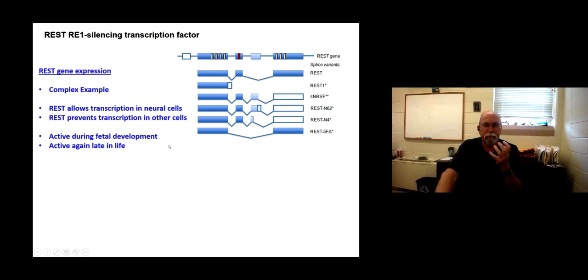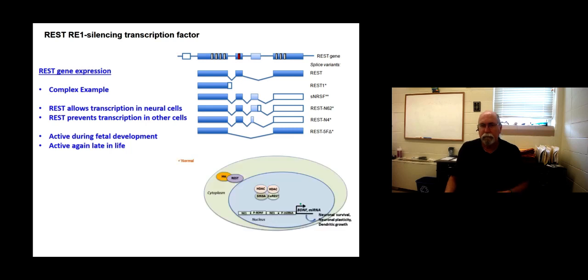I'm not going to try to go through everything about it, but basically for us, in neural cells, REST allows the transcription to occur. In other types of cells, skin cells and other things, it tends to shut down transcription. So it truly is in that place a silencer or a repressor. Okay. It doesn't shut down everything. Obviously, it's targeted towards certain gene regions. It's highly active during fetal development, and it turns out to be active late in life.